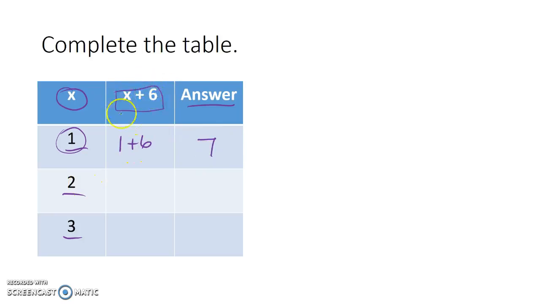Again, here x plus 6 is still our expression, but now our x is 2. So we're going to plug in 2 for x. And we have 2 plus 6, which gives us 8. And then again, that x plus 6, except now x is 3, so we're going to plug in 3 for x. So 3 plus 6 gives us 9.